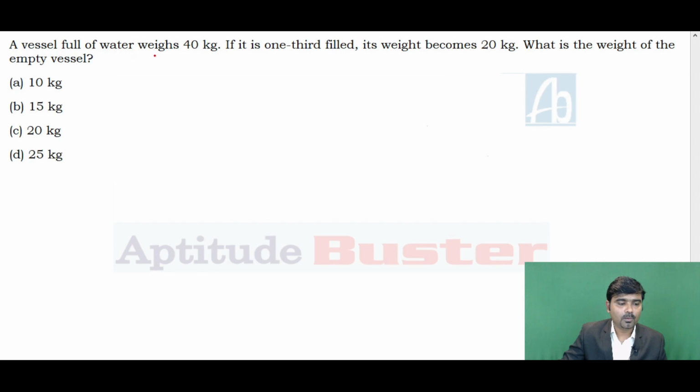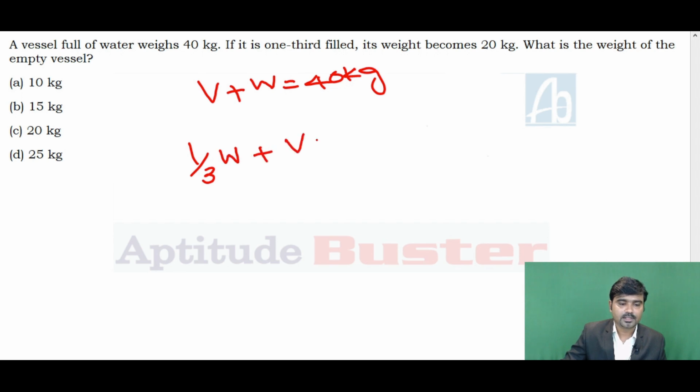A vessel full of water weighs 40 kg. If it is 1/3 filled, its weight becomes 20 kg. What's the weight of the empty vessel? Vessel full of water weighs 40 kg. Vessel plus water is equal to 40 kg. It's given. Next one, 1/3 is filled. 1/3 of water plus vessel is equal to 20 kg, right? The question is, what's the weight of the empty vessel?